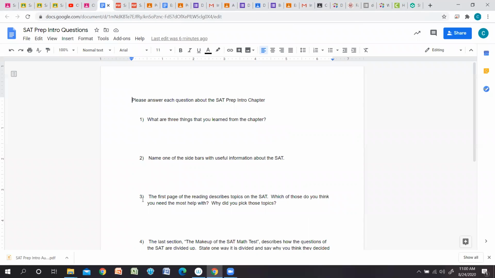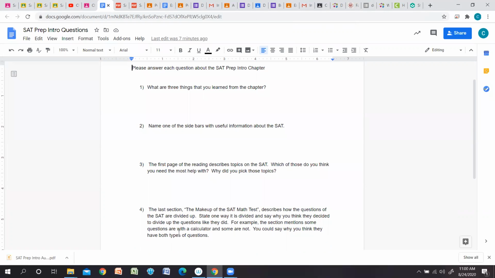And the first page talks about the topics. So read through those and think, what do I need help with? Maybe you can mention also what you're strong in when you're describing. Why did you pick the topics that you did? Just thinking about what math you know and don't know. And the last one is more just a what you think question.